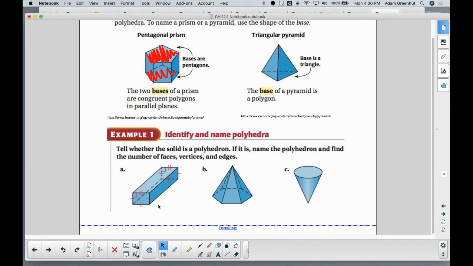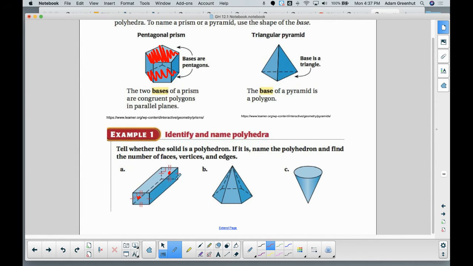So here's some examples. Tell if it's a polyhedron. If so, name it and find the number of faces, vertices, and edges. Well, this is a prism with rectangular bases. And the thing that's kind of interesting about a rectangular prism is you can use any pair of the parallel congruent rectangles as bases, and then the other four faces become lateral faces.